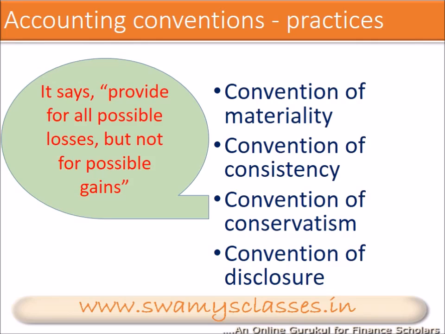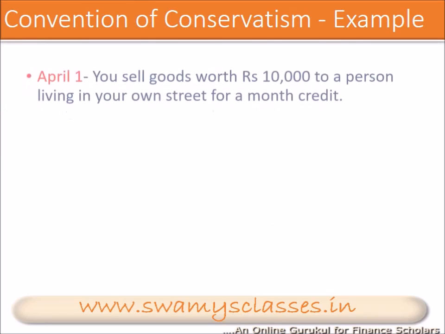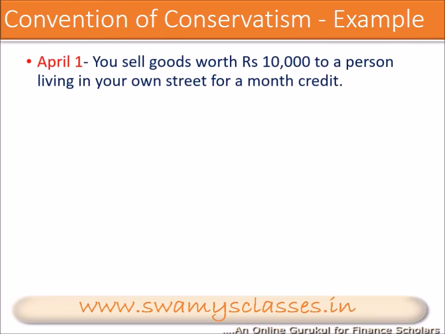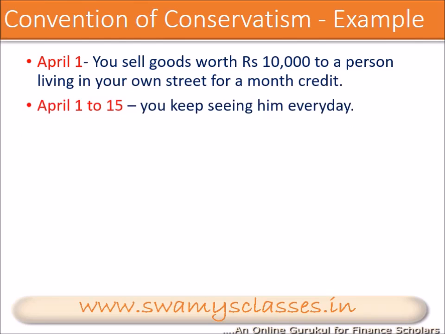Let us take an example to see this. Assume on April 1, you sell goods worth 10,000 rupees to a person living in your own street for a month's credit. So he says by May 1, he will give you the money. From April 1 to 15, you keep seeing him every day. Somewhere from April 16 to 23, you don't see him at all. You're a bit surprised or even shocked. What happened to that guy? Why is he not to be seen?